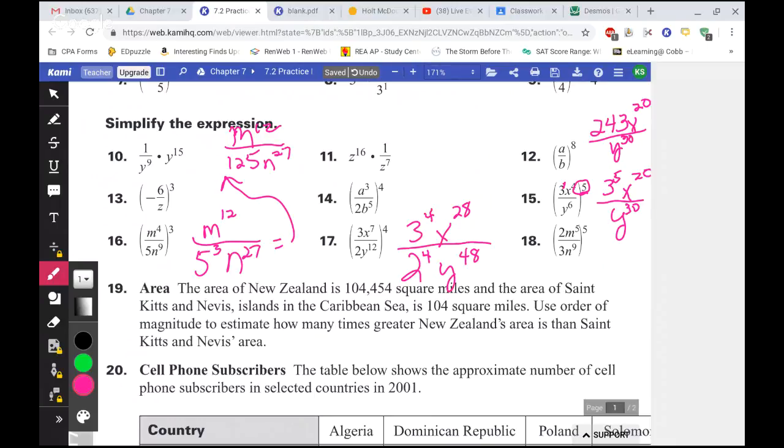So my final answer is going to be 81, because 3 to the 4th is 81, x to the 28th all over 16y to the 48th. The x and the y are not like variables, so they cannot be combined. So that is my final answer.